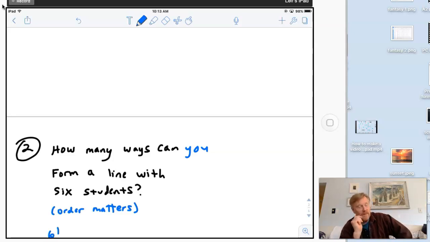This is that classic problem where you've got elementary school kids lining up to go to recess or something, and the teacher says get in line, and there's 6 kids. How many different ways can you have that line? Certainly order matters there, because anybody who remembers elementary school knows it was super important to be first in the line.